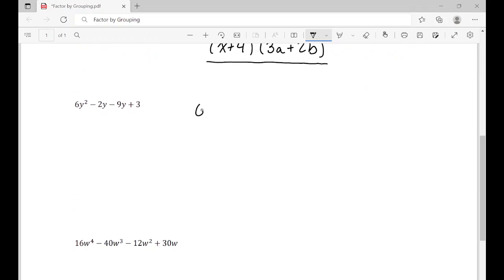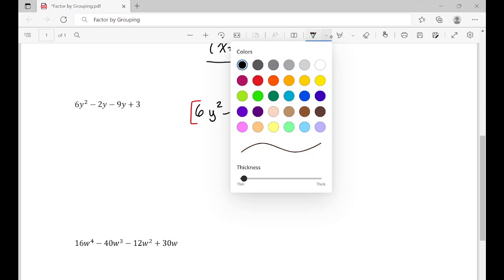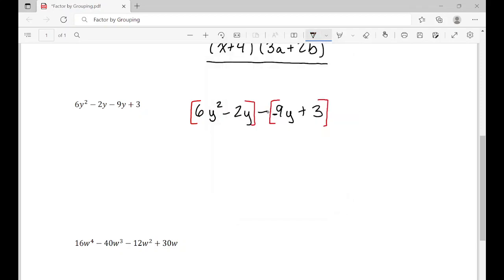Next I have 6y squared minus 2y minus 9y plus 3. Again, no GCF between the 4 terms, so I don't have to worry about it. But I'm going to just start grouping together. So again, my first 2 terms here, and then my last 2 terms, but you need to be careful here. That minus sign is in front of the 9. So what I'm going to do is move the minus sign in front and change this to a positive. If you do not do this, it's going to come out with a sign error later. So be mindful about the minus sign in front.